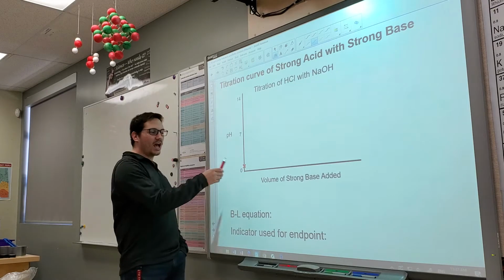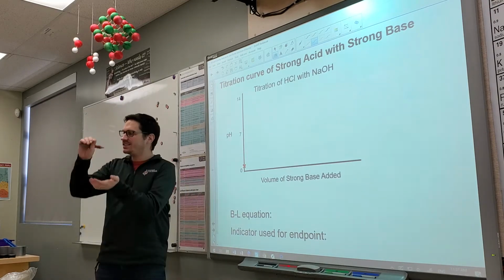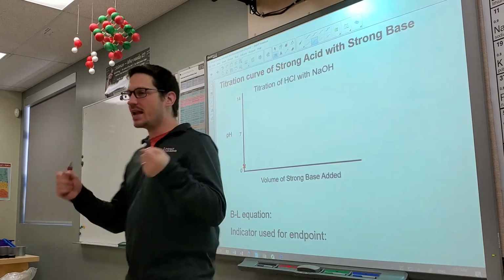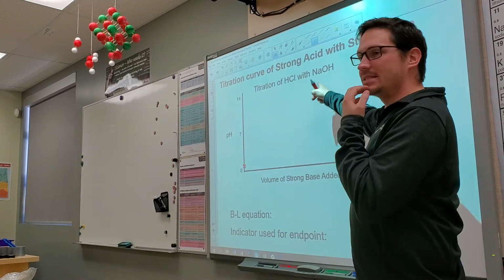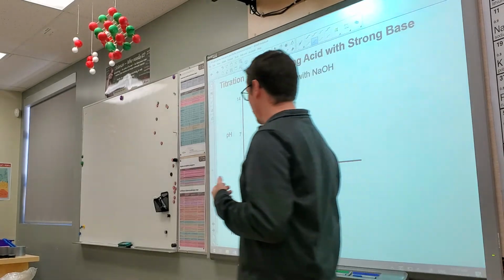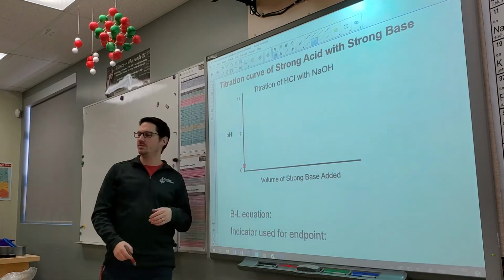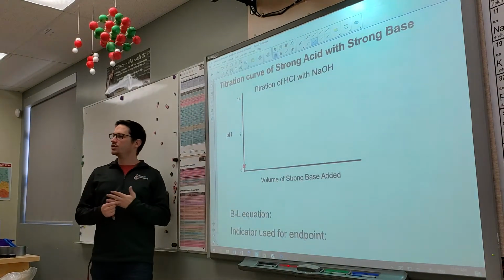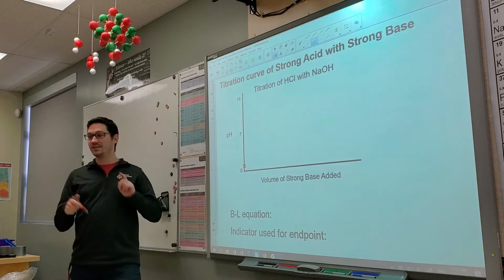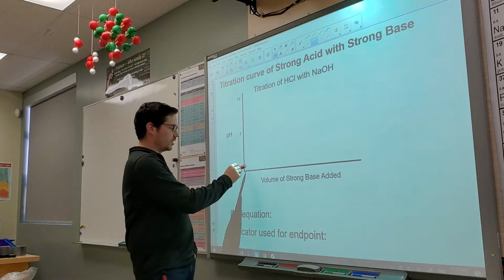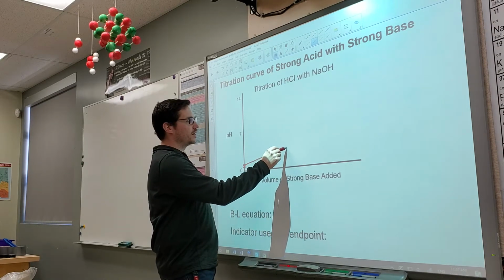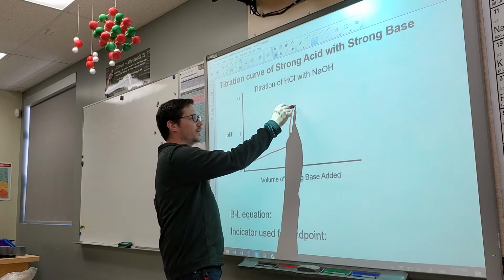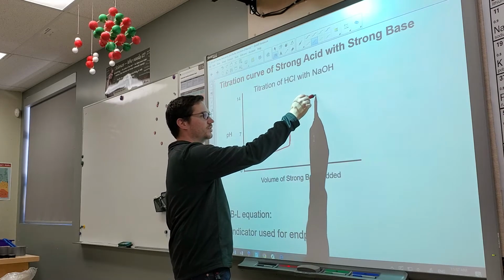Now, what's going to happen? What are we always constantly adding? What are we literally never going to run out of in this? A base. We're never running out of a base here. We're always adding a base. So what's going to happen to my pH? It's going to rise, but in a very characteristic fashion, okay? It's going to slowly go up, and then it's going to shoot up, and then it's slowly going to flatten out.